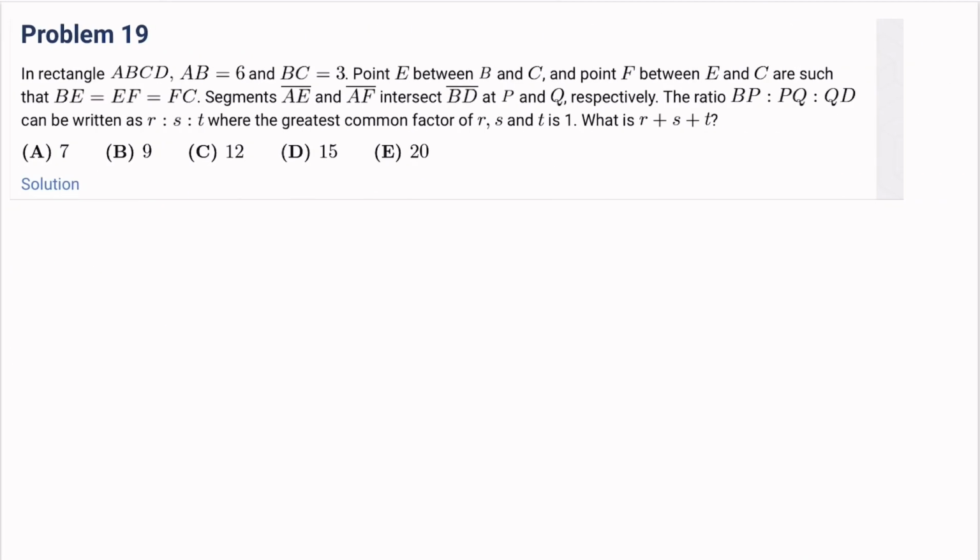Problem number 19. In rectangle ABCD, AB equals 6 and BC equals 3. Point E between B and C and point F between E and C are such that BE equals EF equals FC. Segments AE and AF intersect BD at P and Q respectively.